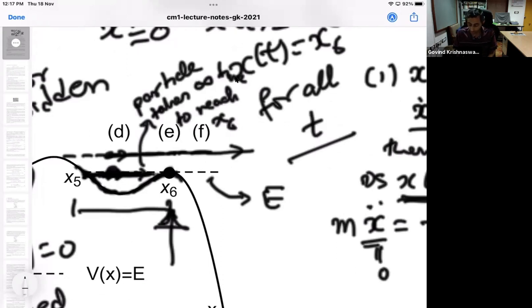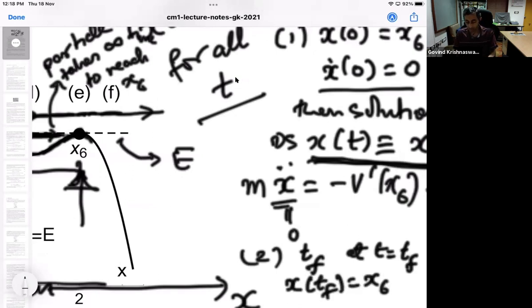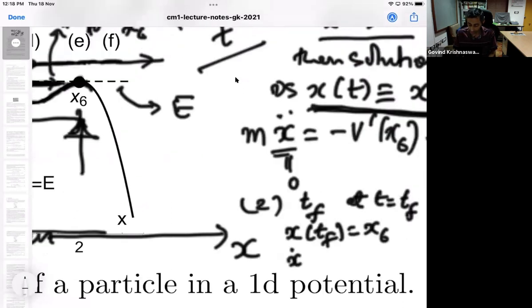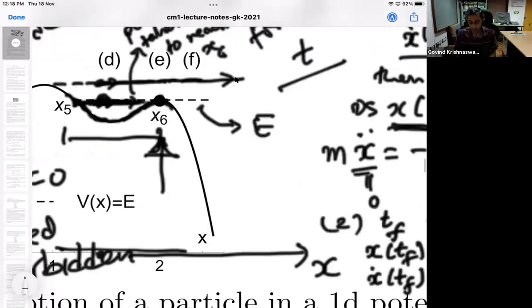So now we are discovering a new solution. It reaches x6 at a finite time, so let that time be called TF. So at t equal to TF, x of TF is equal to x6. Furthermore, because the energy was exactly equal to the potential, x dot of TF is equal to 0. Are you okay with these two statements, Rajdeep? Yes, sir. Okay. So what have we discovered now? We have now discovered a solution which started out somewhere else, moved rightwards, and eventually reached x6 at time TF.